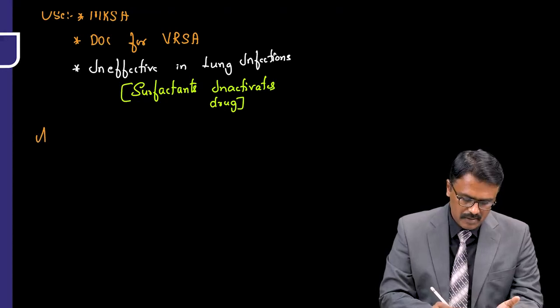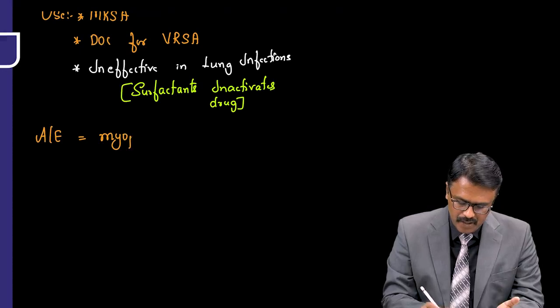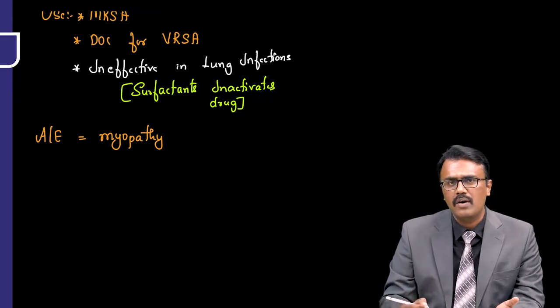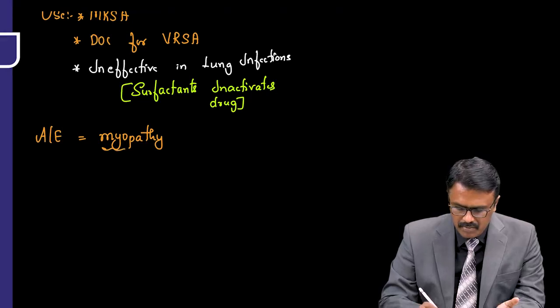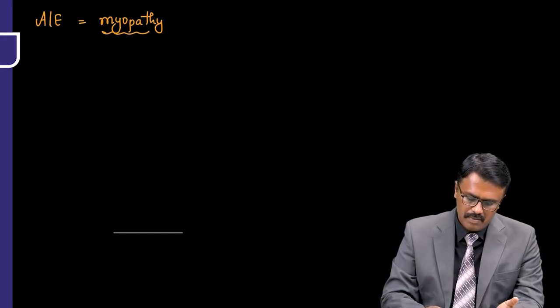What is the adverse effect? The adverse effect is myopathy. So the patient may complain of muscle pain, or there may be an increase in the CPK levels. So the main problem is myopathy. So one of the drugs which act on cell membrane is daptomycin. It is called a lipopeptide.